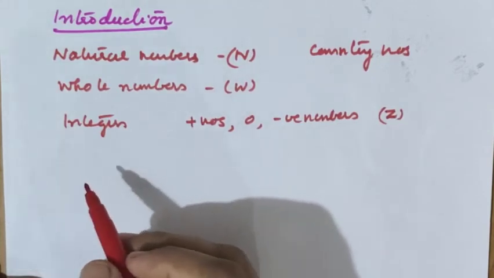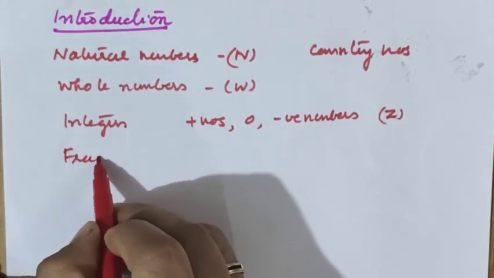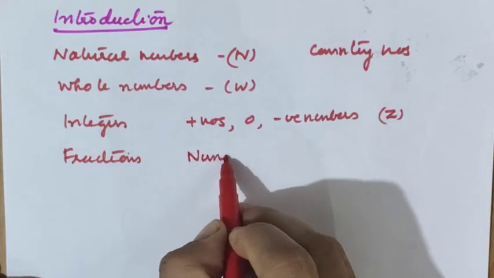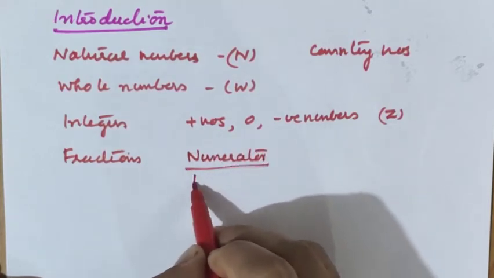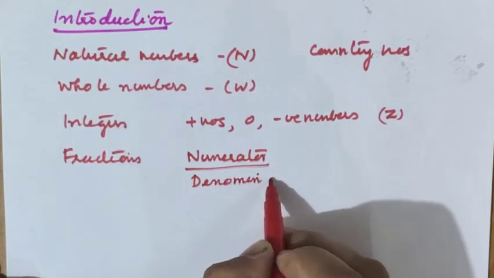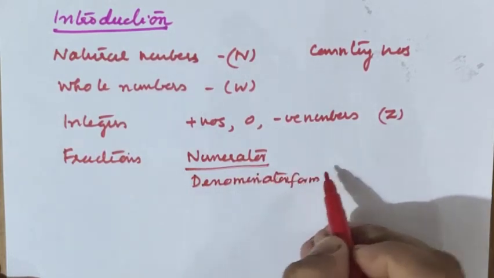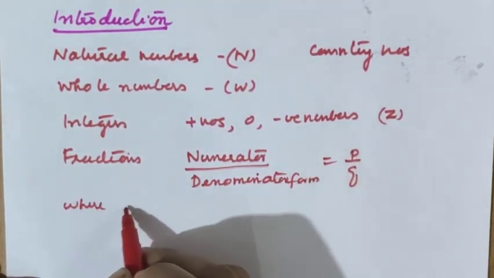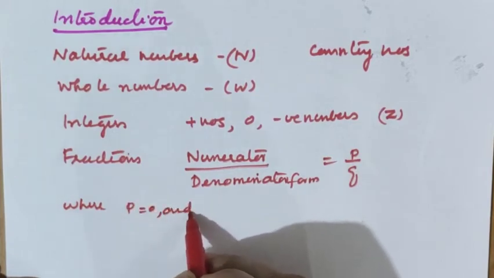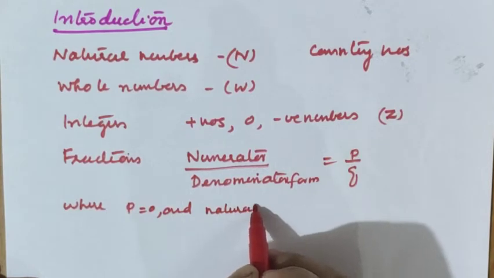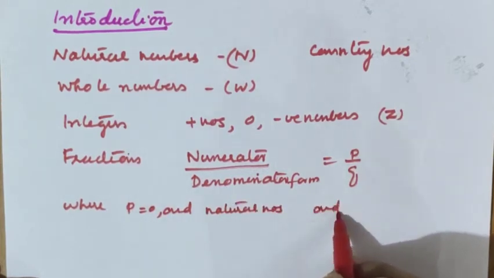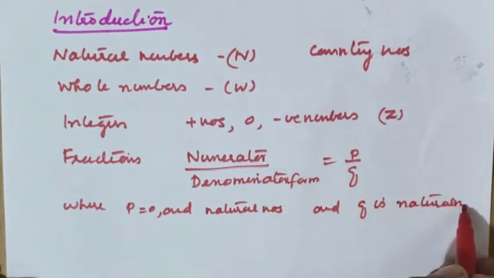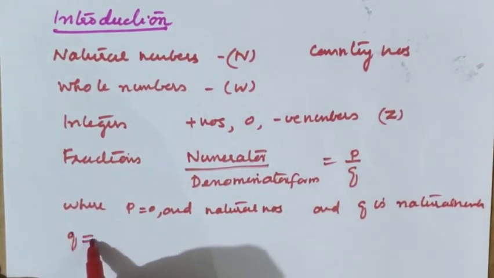Later, in chapter 2, you learned about fractions. A fraction is a number which can be expressed in numerator by denominator form, or we can say it is equal to P by Q, where P can be 0 and the natural numbers, and Q is only natural numbers, and Q not equal to 0.